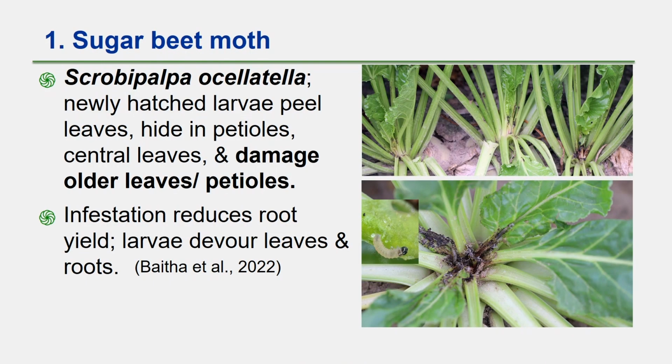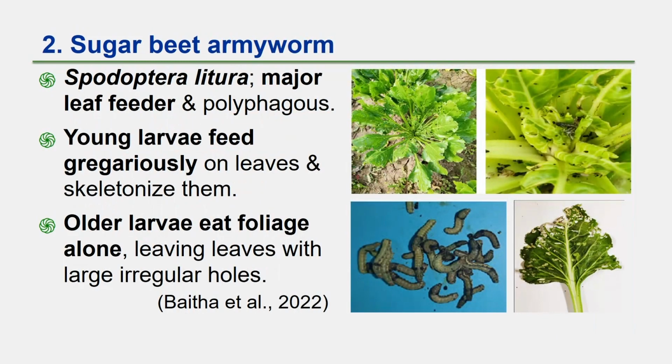Now, first one is sugar beet moth. It is S. oscillatella. Newly hatched larvae peel leaves, hide in petioles, central leaves and damage older leaves and petioles. You can see the damage, great damage done, and then the growth of the crop can be adversely affected.